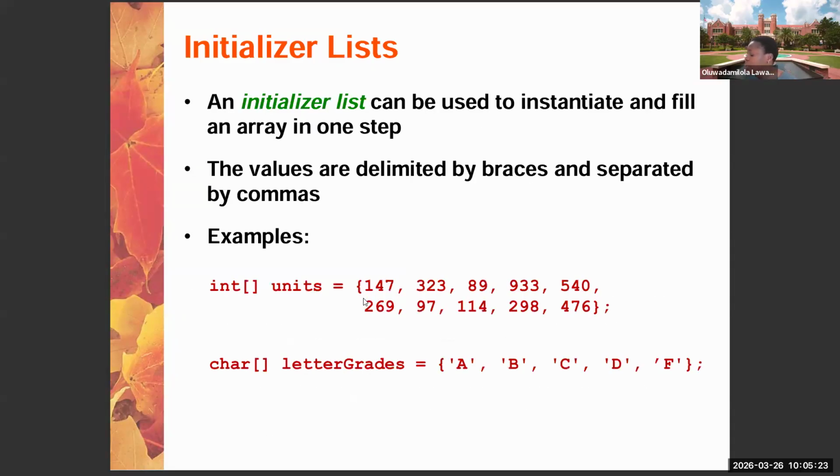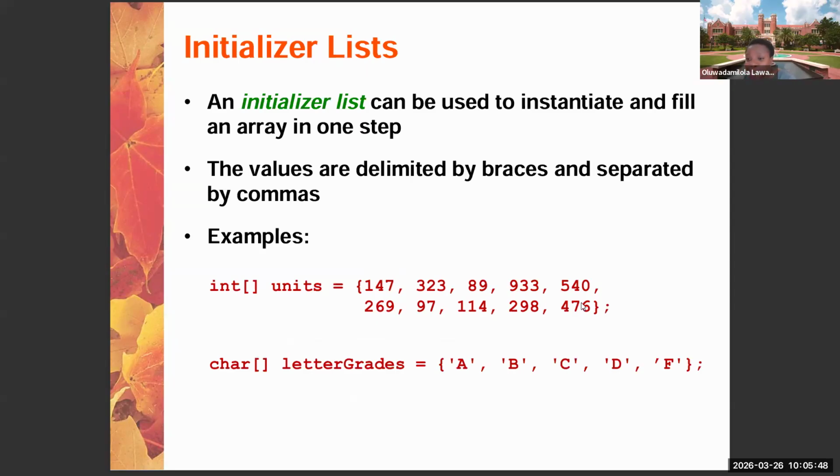So here we're working with 10 values. Location 1, which is index 0, holds the value 174. That's index 0. And when we're talking about index 1, that's 323, until the last index, which will be 9.